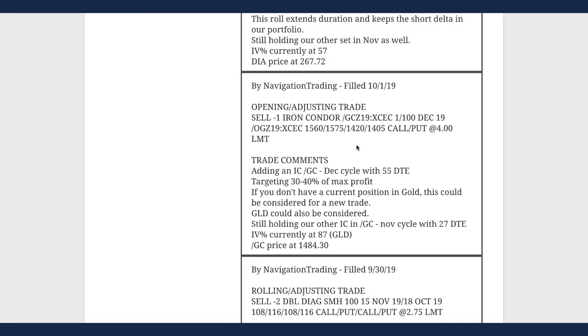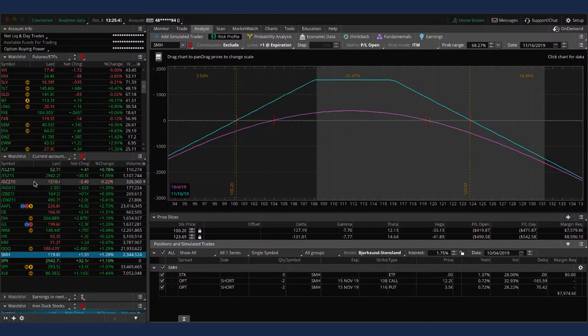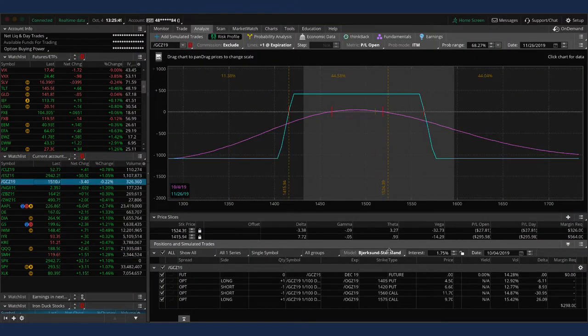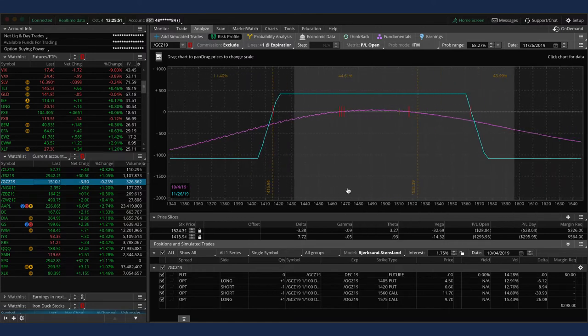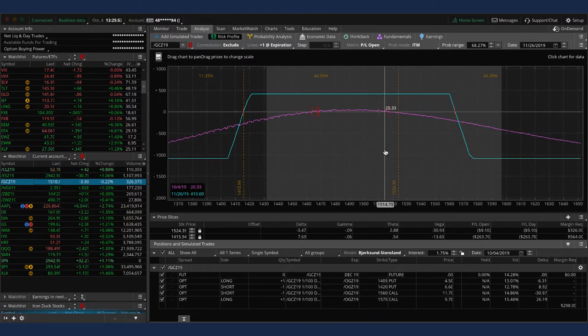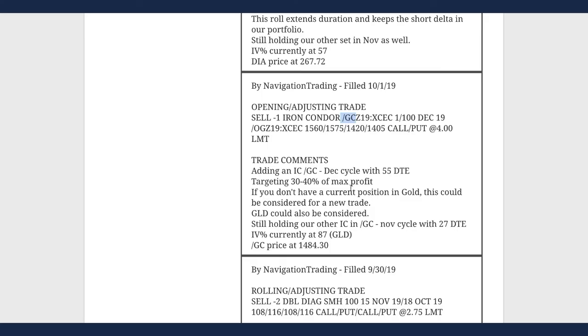Next trade, opening adjusting trade in /GC, which is gold. So we had an iron condor on in gold, and then we went ahead and added this one as price was kind of down near the lower end of the range. And so let's take a look at that. Our other iron condor we ended up taking off later in the week and booking profits in. But this is where this one is here. Price is sitting right here, fairly well centered, just waiting for some more time to pass on that.